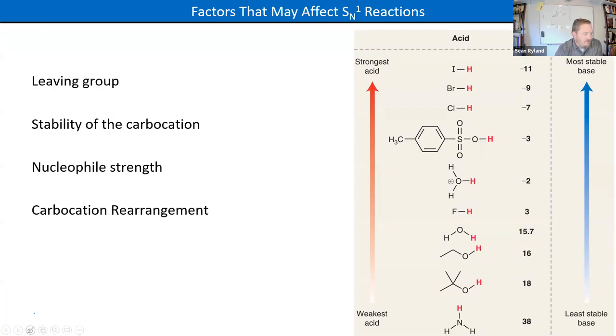A good leaving group is going to favor SN1 because it's not going to wait for your nucleophile to come in and force it to leave. It'll leave on its own.